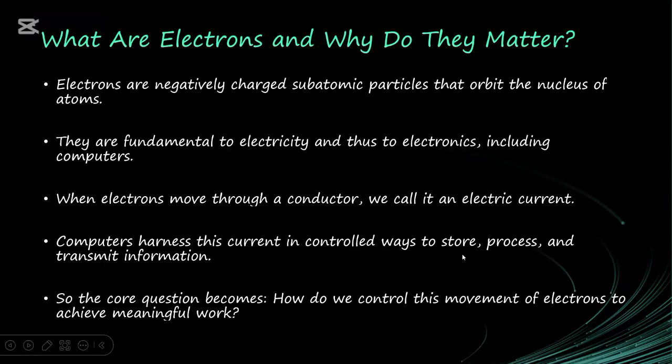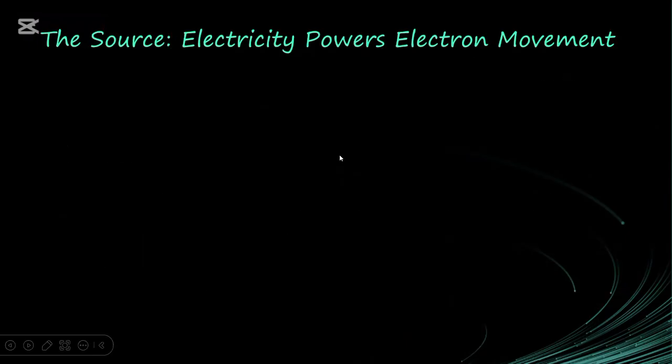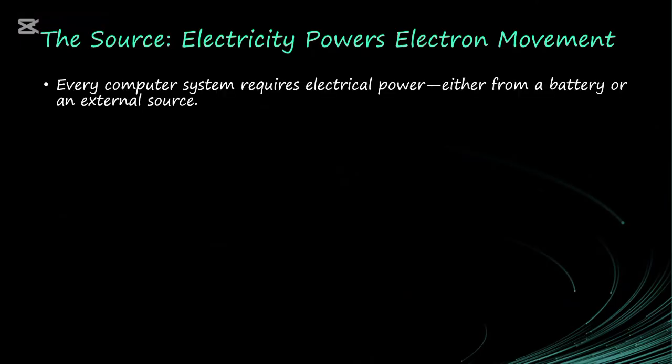So now the question is, how do we control this movement of electrons? Because we said that computers harness this current in a controlled way. Computers have to control this electric current to use it to store data, process, or transmit information. So how do we control the movement of electrons to achieve meaningful work? Now, this takes us to what we call the source.